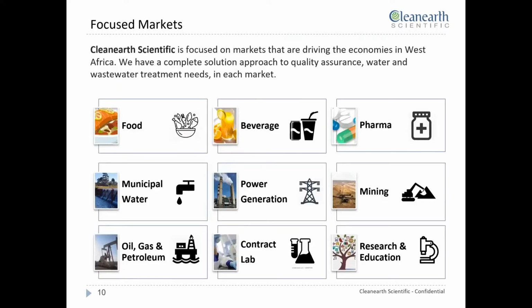So this is just a peek, just to give you an idea, of some of our focus markets. We are in the food and beverage industry. We also operate within the pharma cycle. Municipal water, we are there. We also provide solutions within the power industry. You'll find us in mining as well as oil and gas and petroleum. And we also offer solutions to contract research and educational institutions.